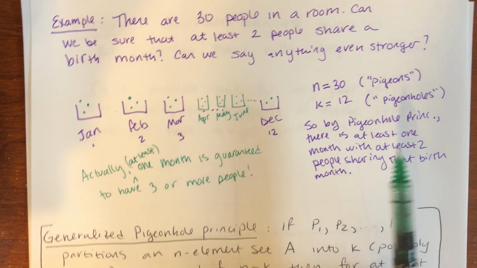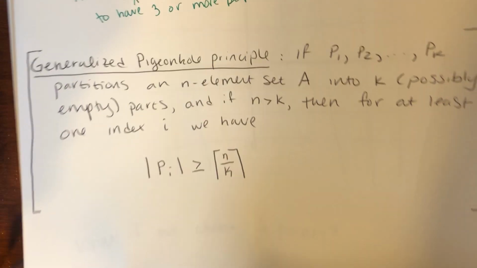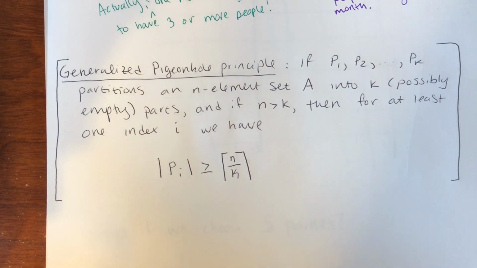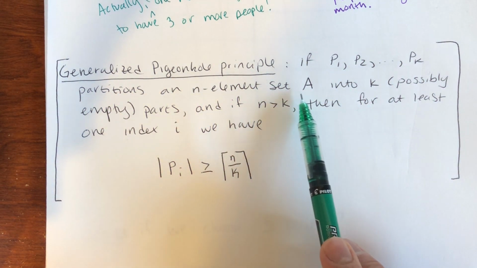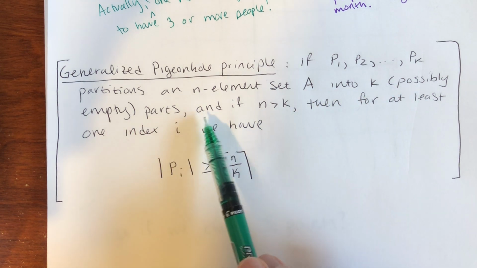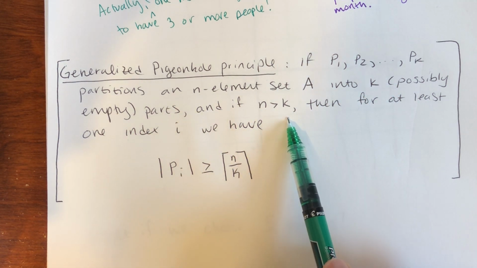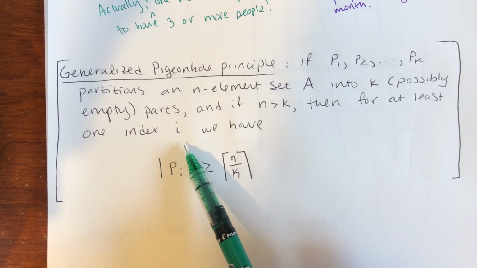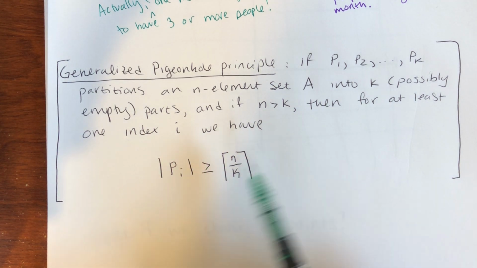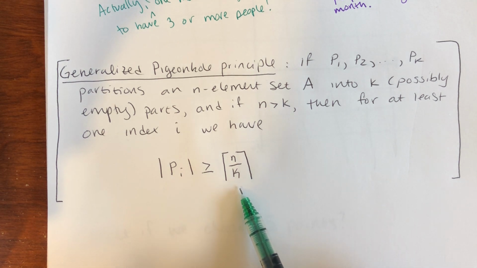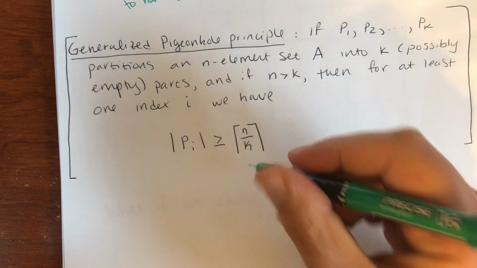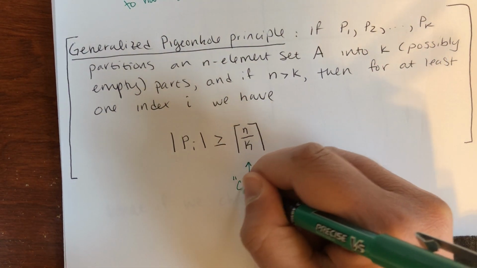And this is called the generalized pigeonhole principle. It's a stronger way of phrasing, or a stronger result than the regular pigeonhole principle. It says if P1 through Pk partitions an n element set A into k possibly empty parts, and if n is greater than k, then for at least one index i, right, so far it looks the same as the pigeonhole principle, but now we're saying the cardinality of Pi is greater than or equal to n over k ceiling function. So if you haven't seen this notation before, this notation is called the ceiling function.